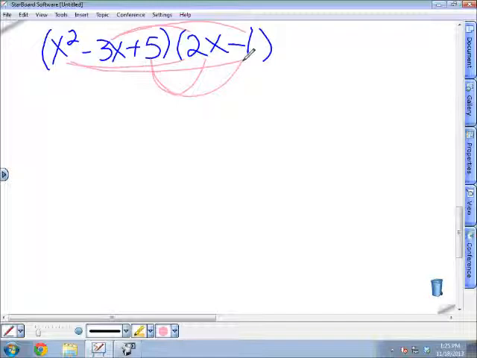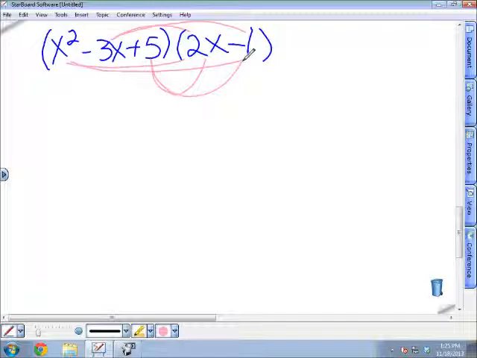Do you have an answer, Crystal? I think... You think? What do you got? x squared plus 8x minus 5. Well, I can tell you one thing. When you're multiplying an x squared by 2x, that's your first one, you're going to have something with x cubed because you're adding your exponents.